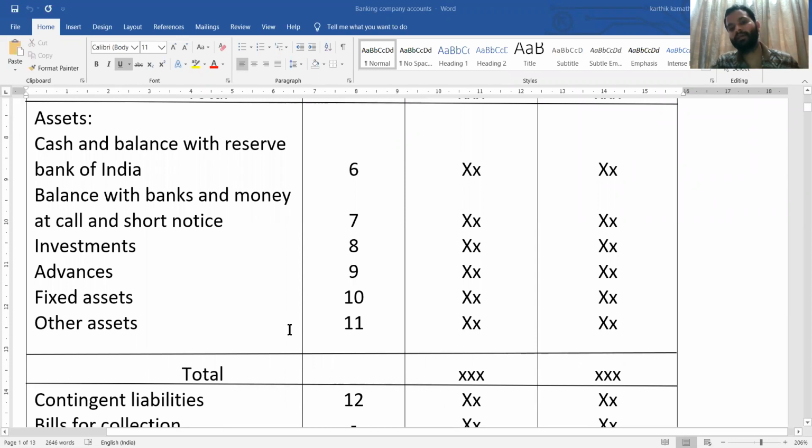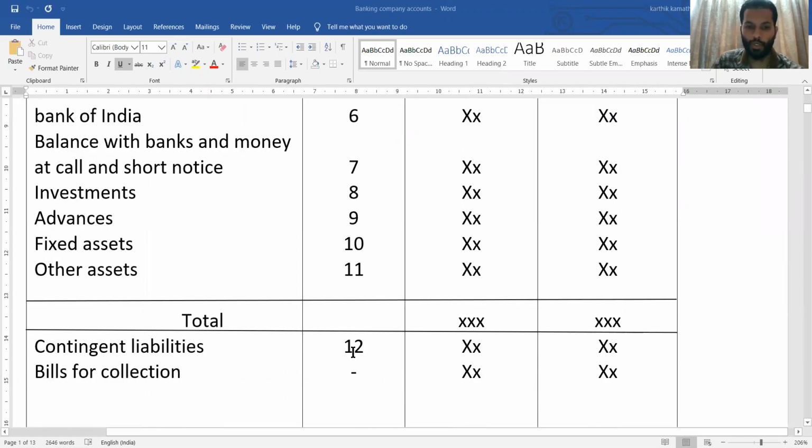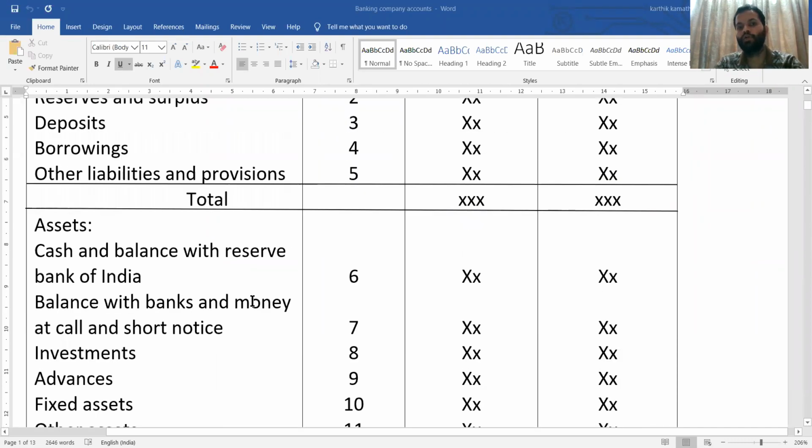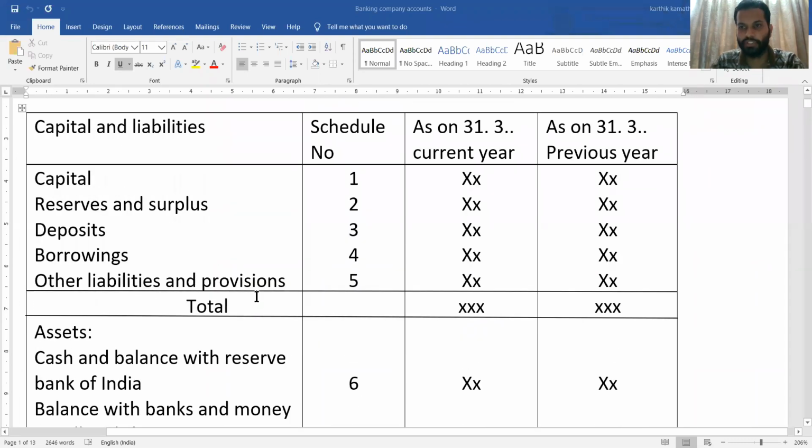After that, contingent liabilities, if any, are schedule number 12. Then bills for collection are shown as a footnote to the balance sheet, so for that there is no schedule. So that is about the balance sheet schedules. There are a total of 12 schedules in the balance sheet.